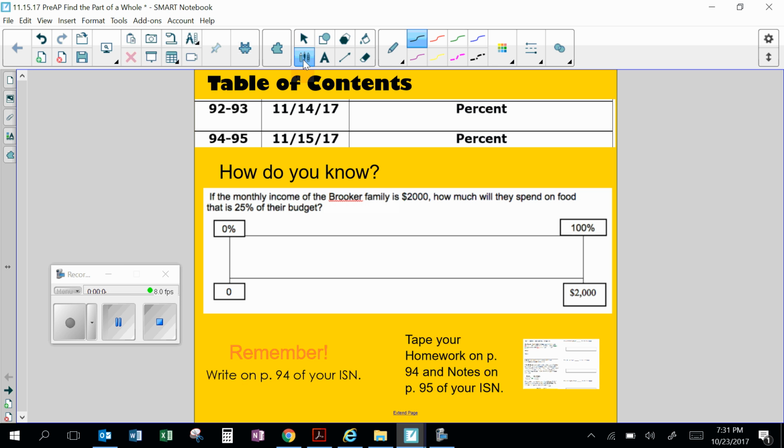Welcome. This lesson is over how to find the parts of the whole. Let's look at our number routine.